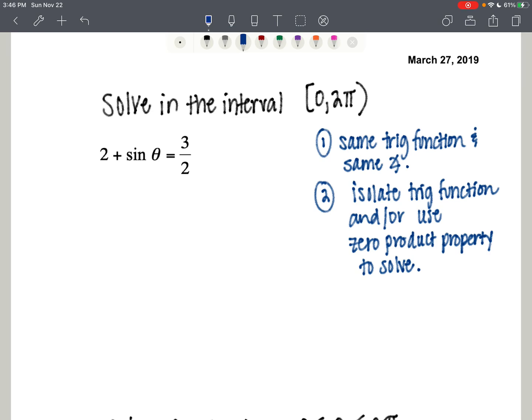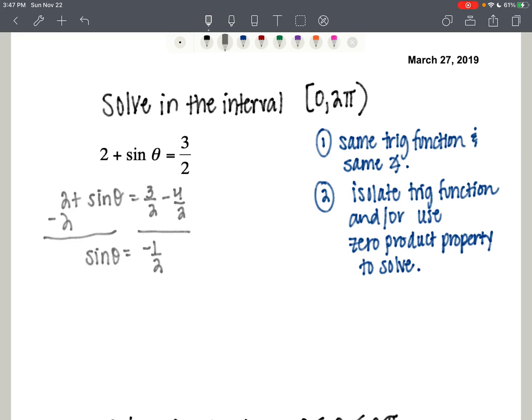So the first thing is in this very first example, 2 plus sine of theta equals 3 over 2. There's only one term that has a trig function, so we don't have to worry about getting multiple terms to be the same trig function, and there's only one angle. So we'll get to go straight to isolating the trig function. How we're going to do that is we're going to subtract 2 from both sides. Now when I subtract 2 from both sides, I'm going to get the sine of theta is equal to negative 1/2. I made it a common denominator and subtracted the fractions to get negative 1/2.